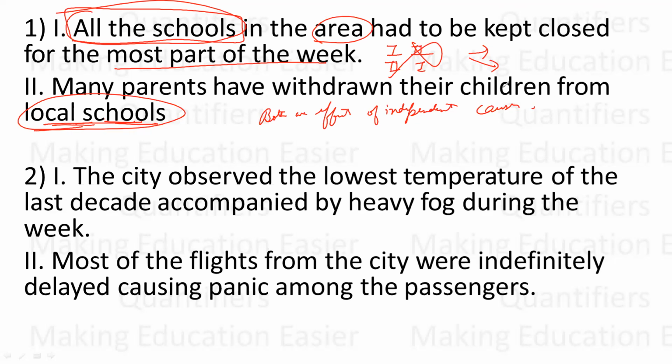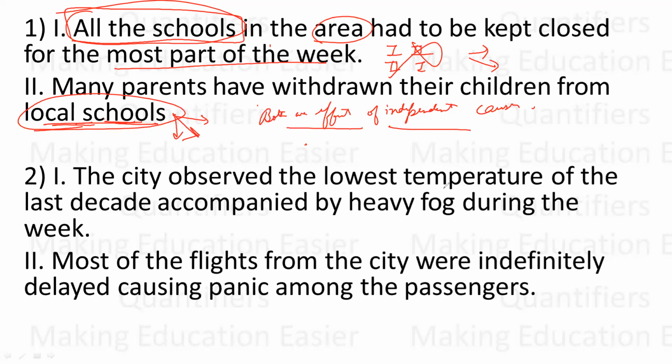Now, many parents have withdrawn their children from local schools because of poor infrastructure, poor faculty, not adequate academic resources. So there can be multiple causes for it. So both 1 and 2 are effects of independent causes. I hope now you understand this particular option.